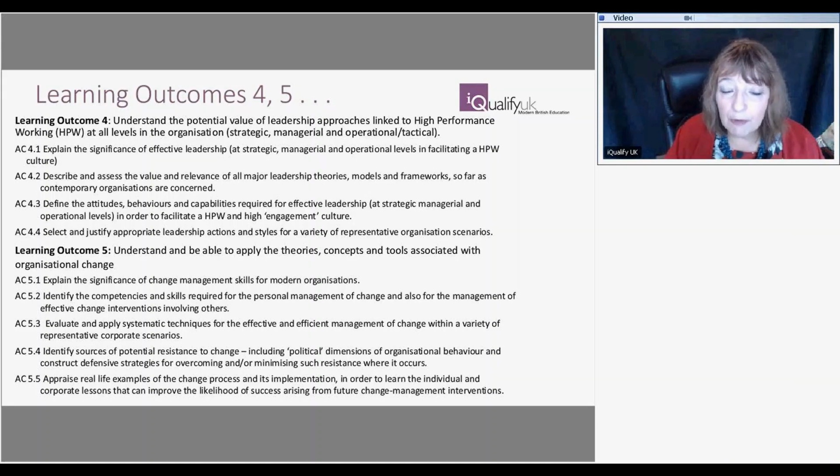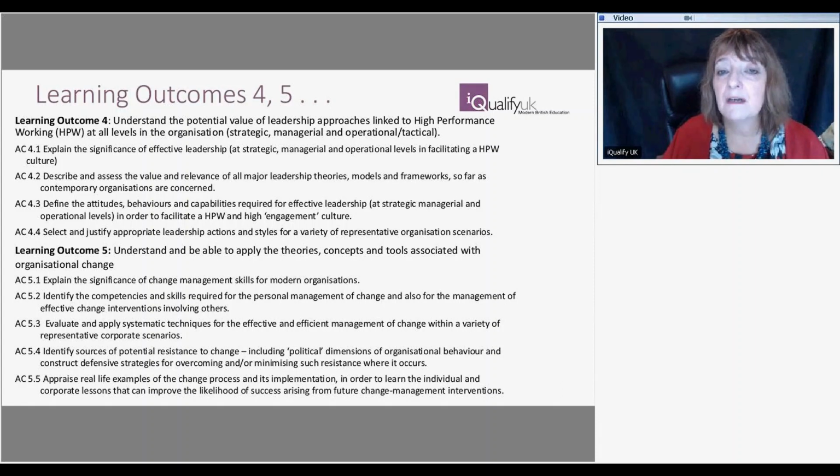5.4, identify sources of potential resistance to change. And then 5.5 was about appraising real-life examples of the change process, and so to understand what lessons can be learned for future change management interventions. So learning outcome 5, about change. Learning outcome 4, leadership. Learning outcome 5, change.